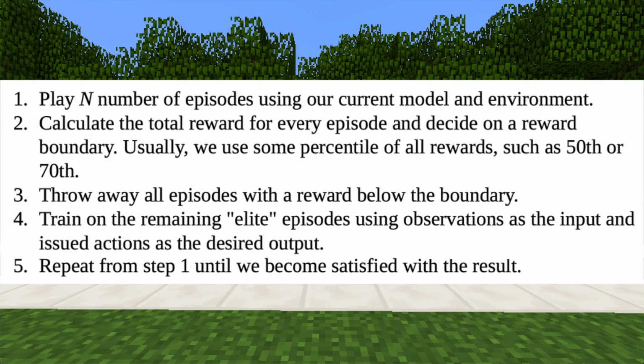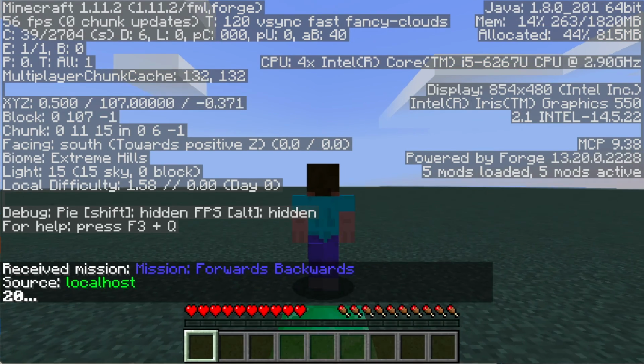Here are the instructions for the algorithm we're going to follow. Cross-Entropy is a very simple policy gradient algorithm that just basically consists of these 5 steps. We'll walk through them as they relate to the project in the next couple of sections. Here's a clip of the agent training.